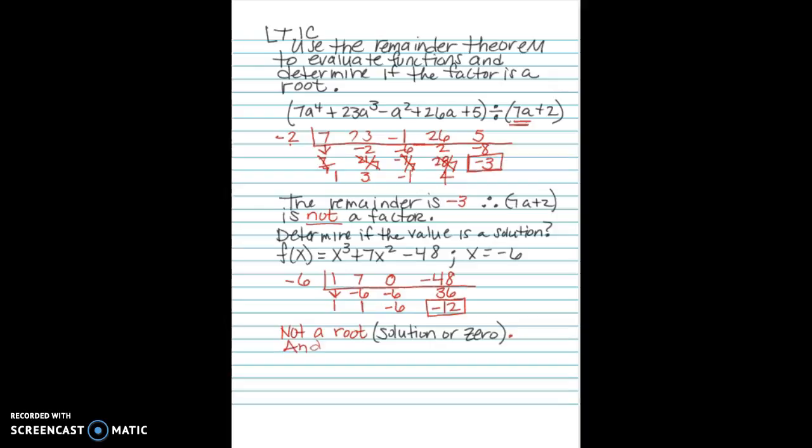Negative 12 is my remainder. Therefore, x equals negative 6 is not a root. It's not a solution. It's not a 0. And the other interesting fact is that if I evaluate f at negative 6, if I substitute negative 6 into the function f of x, I would actually get negative 12 as my result.